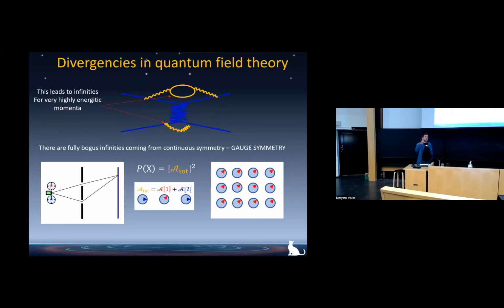We need to know only two concepts today. First is gauge symmetry. There are two classes of infinities, important and bogus. Bogus is just because you had a very bad description, coming if you don't count gauge symmetry properly. So what is gauge symmetry?